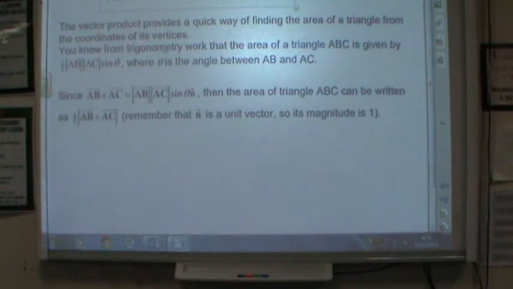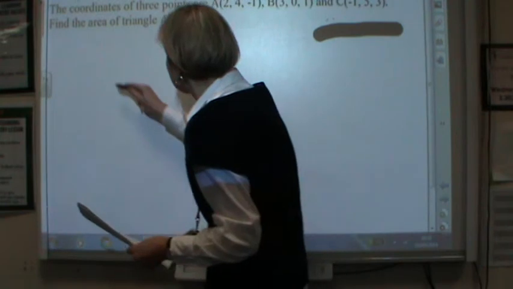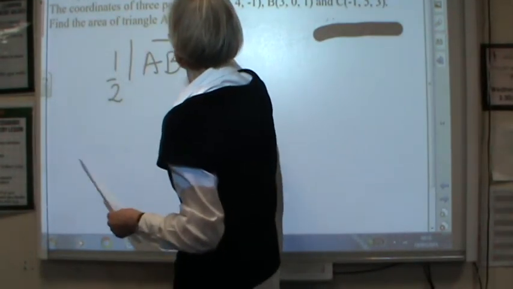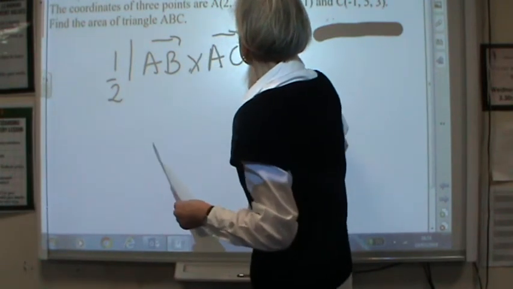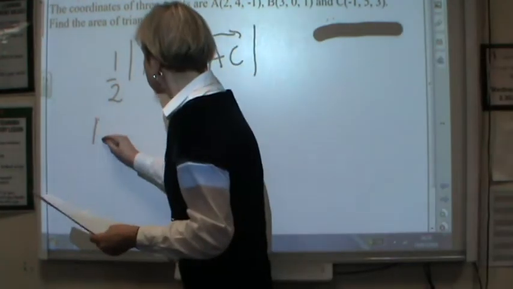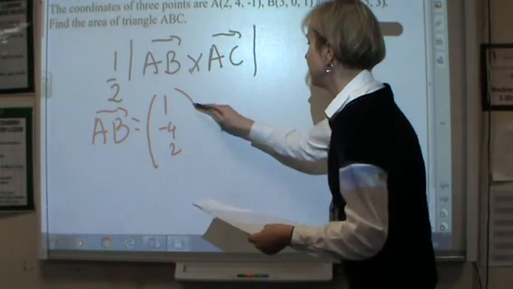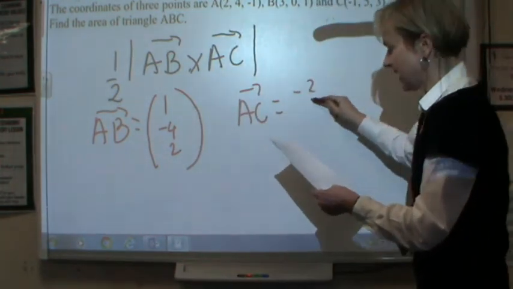Okay, let's do an example. The coordinates of 3 points are A (2, 4, -1), B (3, 0, 1), and C (-1, 5, 3). Find the area of the triangle ABC. So first of all, I know that the area of that triangle is going to be a half times the cross product of these two vectors. Of course, I could use B as my anchor, so it would be a half of BA times BC. I've used A as my anchor here. The first thing I'm going to do is find my vectors. So my vector AB, B minus A, is going to be (1, -4, 2). And my vector AC is going to be (-3, 1, 4).